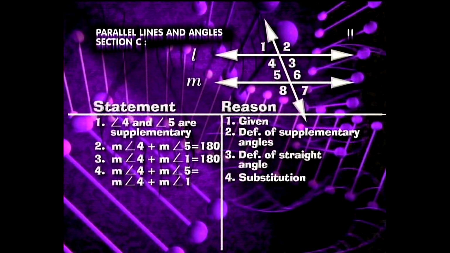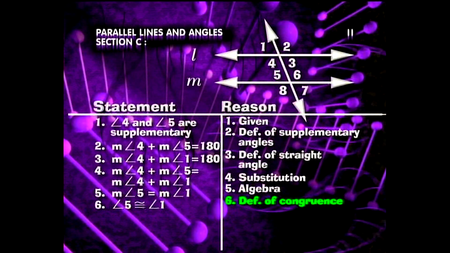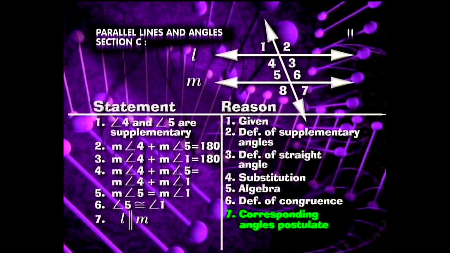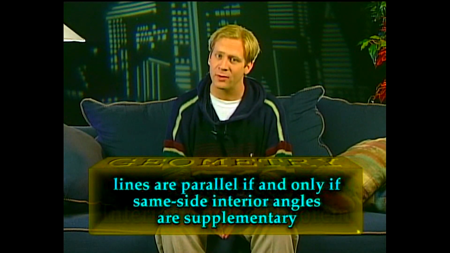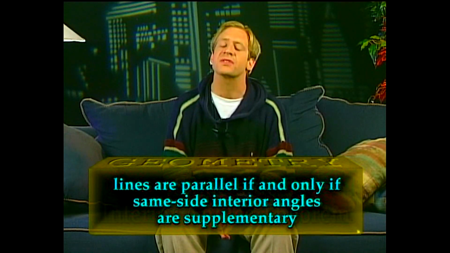Next, we can drop like terms, the measure of angle 4, on both sides of the equation. Thanks to algebra, this leaves us with the measure of angle 5 equals the measure of angle 1. This also means that angle 5 is congruent to angle 1 because of the definition of congruence. Our final statement is L is parallel to M. How can we say this? Well, now that we've got angle 5 congruent to angle 1, we can use the corresponding angles postulate. So, we've proven the same side interior angles theorem. Lines are parallel if and only if same side interior angles are supplementary.